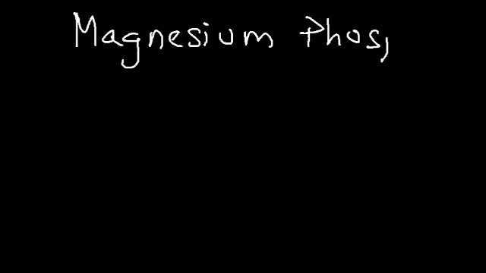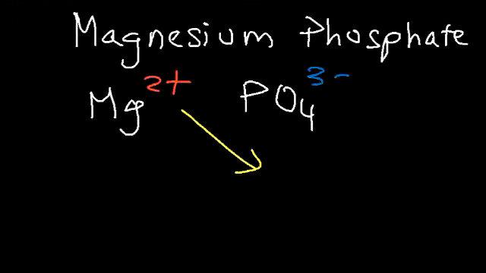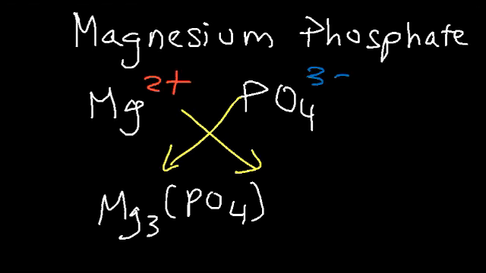So go ahead and try this one: magnesium phosphate. So magnesium has a 2+ charge. It's an alkaline earth metal, found in group 2 of the periodic table. And phosphate is a polyatomic ion, and you should just have the formula committed to memory. So if we use the same technique, it's going to be Mg3(PO4)2. If you have multiple polyatomic ions, you need to enclose it within parentheses.